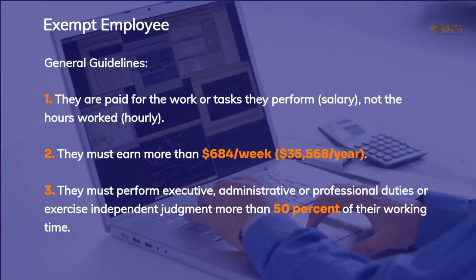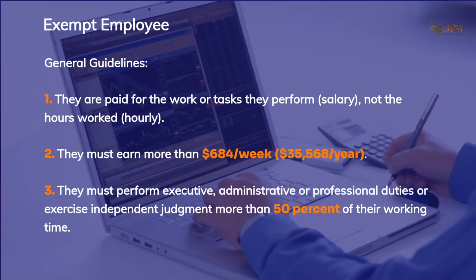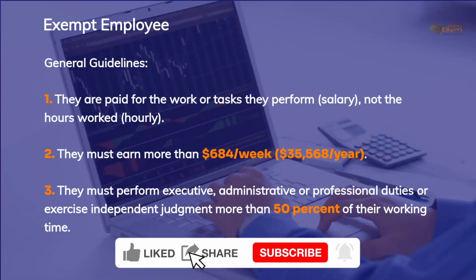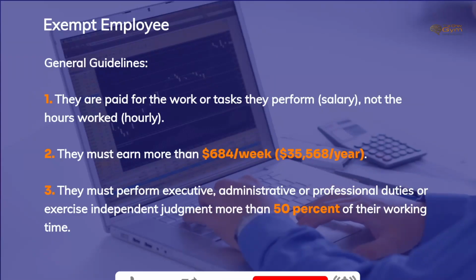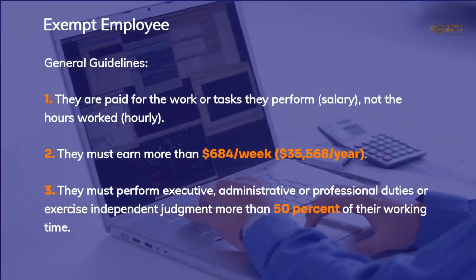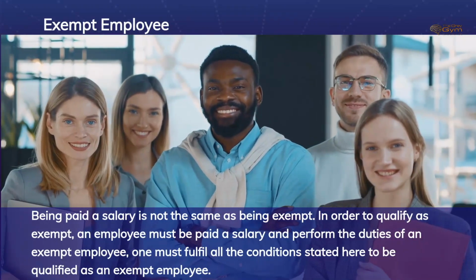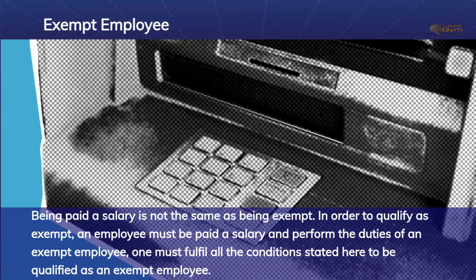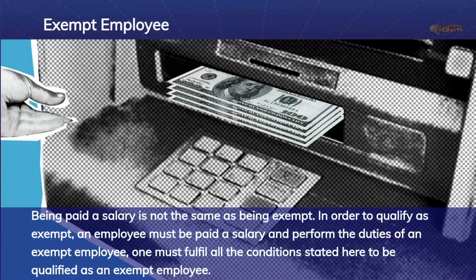Number 1, they are paid for the work or tasks they perform by salary, not the hours worked hourly. Next, they must earn more than $684 per week, amounting to almost $35,568 per year. They must perform executive, administrative, or professional duties, or exercise independent judgment more than 50% of their working time. Now, it's important to note that being paid a salary is not the same as being exempt. In order to qualify as exempt, an employee must be paid a salary and perform the duties of an exempt employee. One must fulfill all of the conditions stated above to be qualified as an exempt employee.